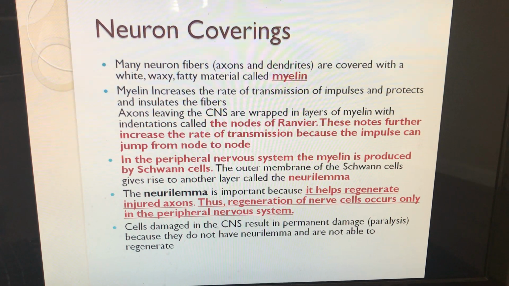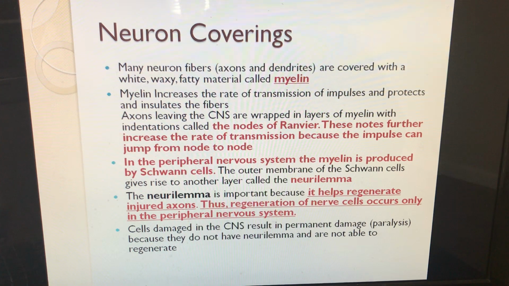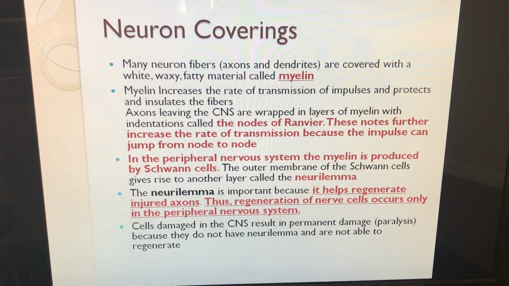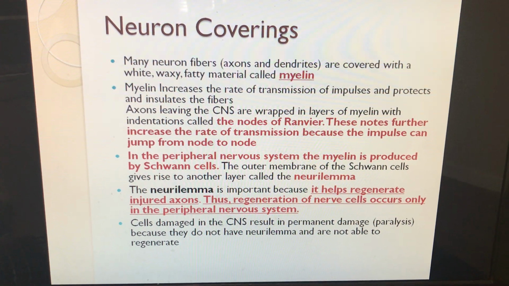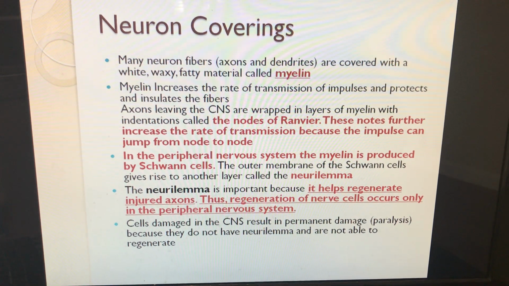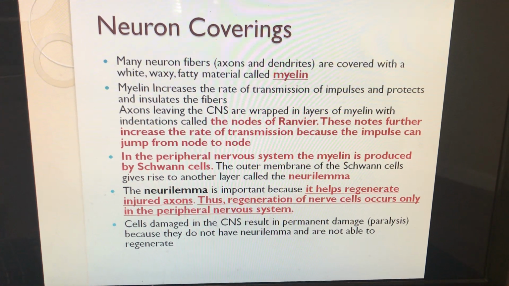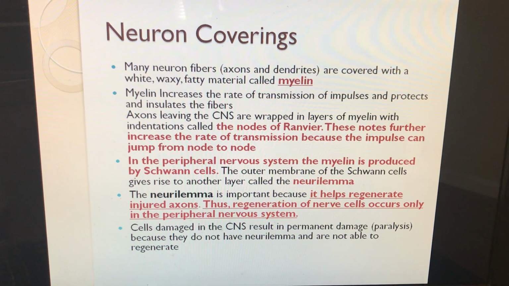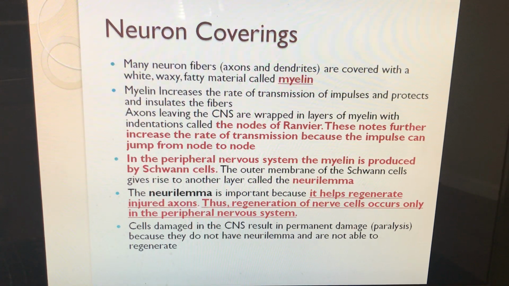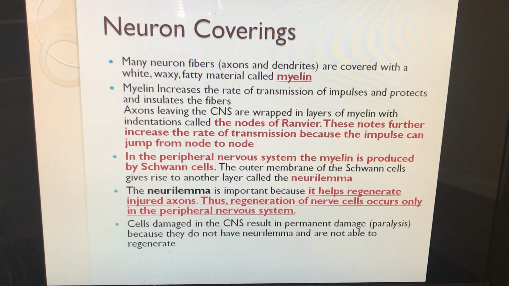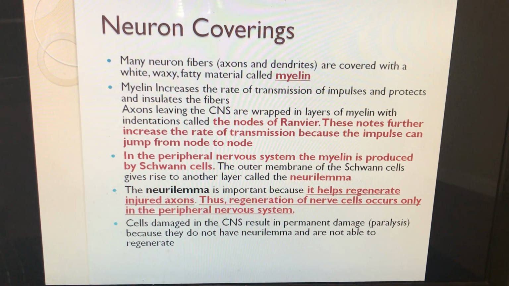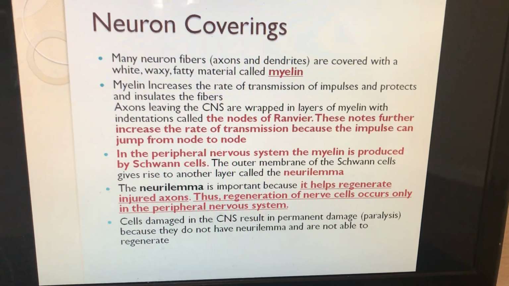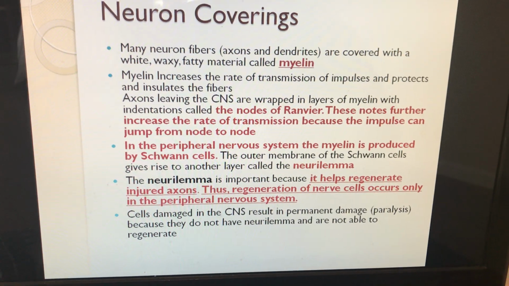In the peripheral nervous system, the myelin is produced by Schwann cells. The outer membrane of the Schwann cell gives rise to another layer called the neurolema. And the neurolema is important because it helps regenerate injured axons. Thus, regeneration of nervous cells occurs only in the peripheral nervous system. Cells damaged in the CNS result in permanent damage or paralysis because they do not have neurolema and are not able to regenerate.